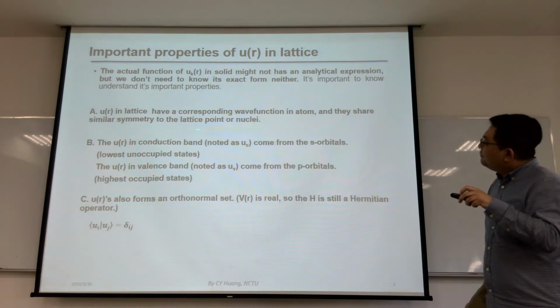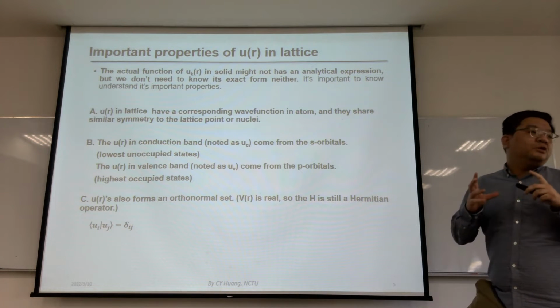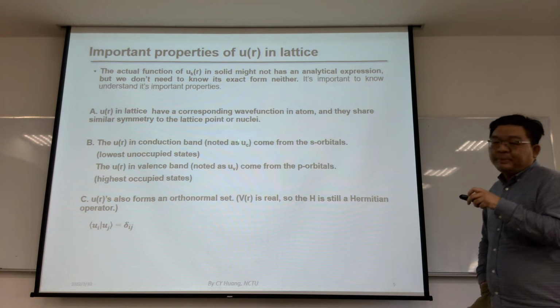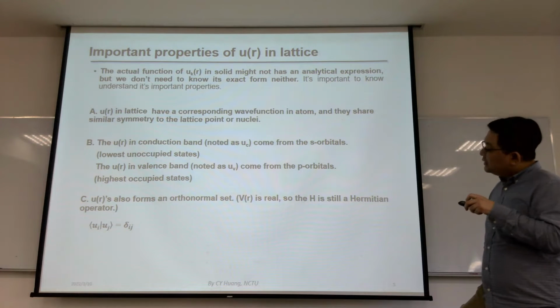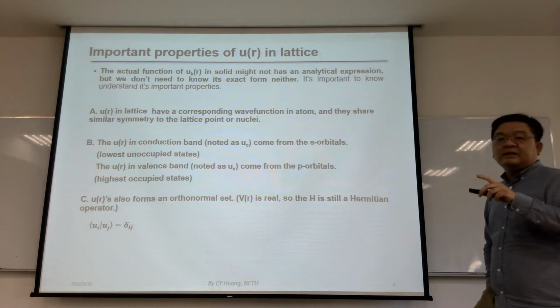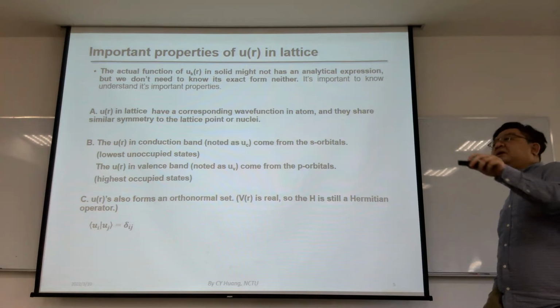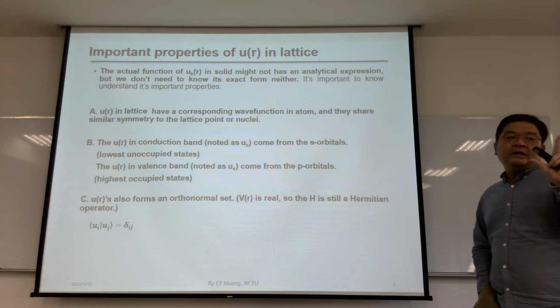Because U of I is also a mixture of the original wave function of an atom. For example, for the conduction band, U of I is also some kind of transform from the s orbital. We call it the conduction band, and it has the lowest unoccupied state. And the valence band, usually noted as UV, is the combination of 3p orbitals. So 3p orbitals in, 3 valence subbands out. That gives us the heavy hole, light hole, and the split-off hole.